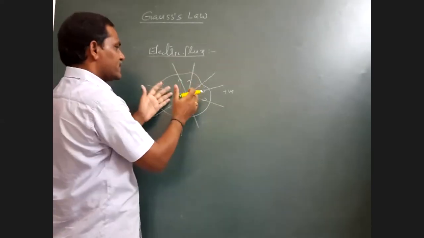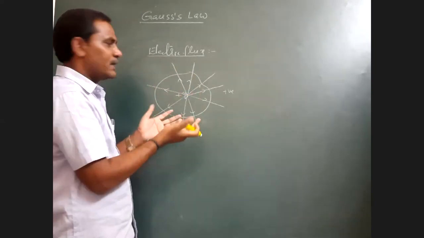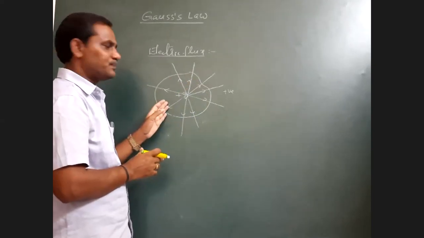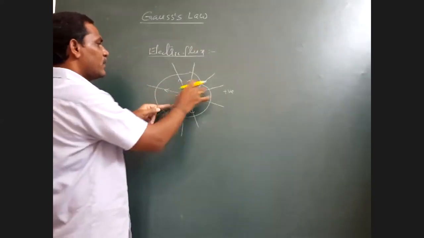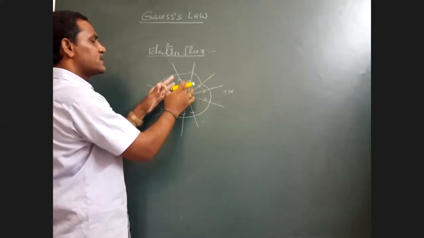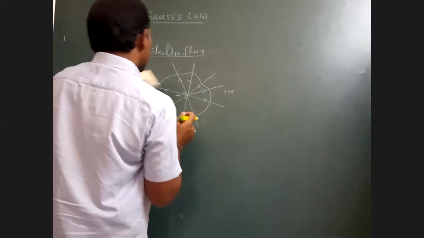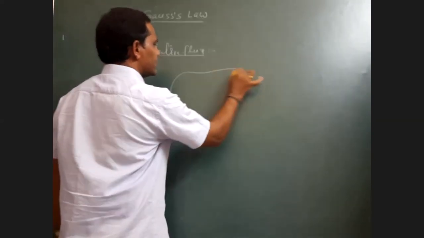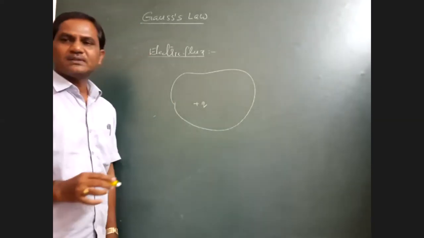Here the shape of the surface may be regular or irregular. It doesn't depend on the size and shape of the closed surface. So electric flux is defined as the total number of electric lines of force crossing through the closed surface area considered above the charge. Now I am considering an irregular shape closed surface. This is a closed surface. In this, a point charge plus Q is kept.